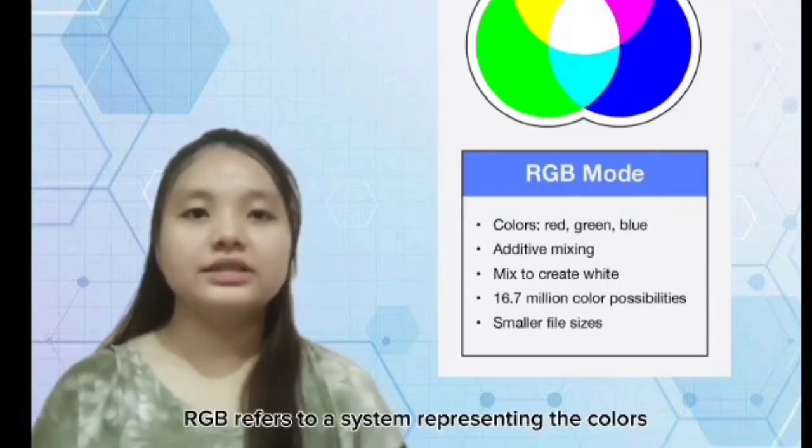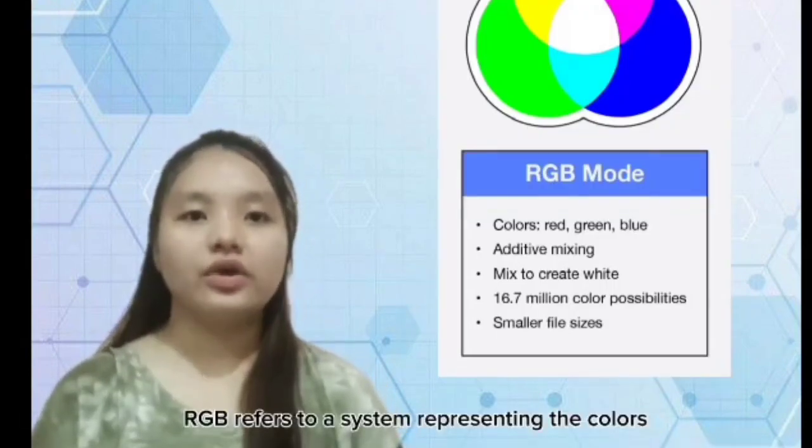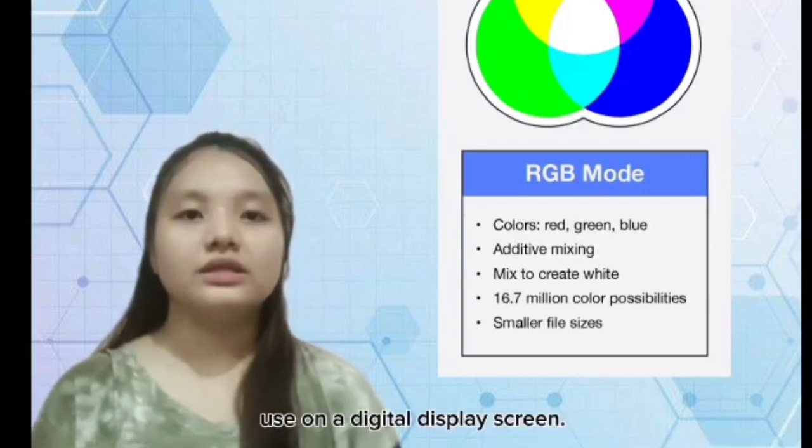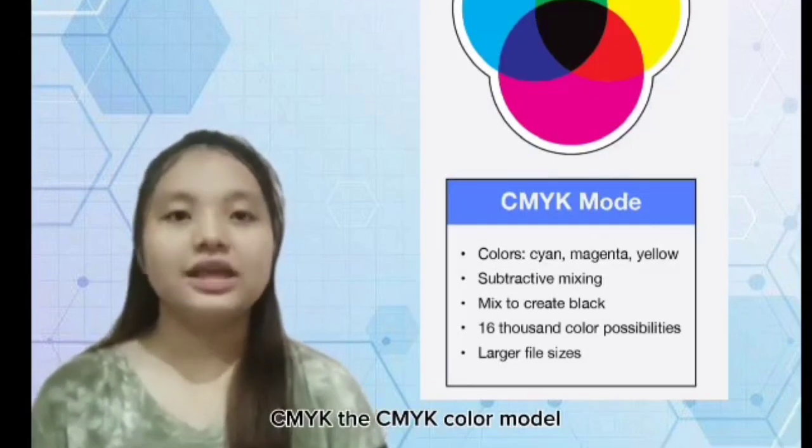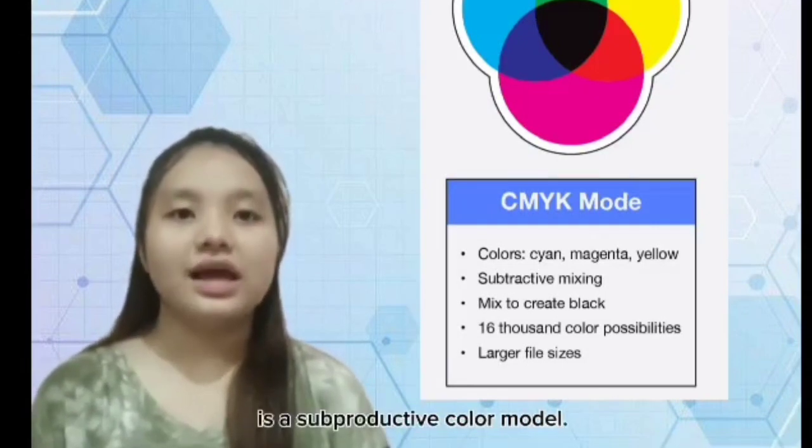RGB refers to a system representing the colors used on a digital display screen. CMYK. The CMYK color model is a subtractive color model.